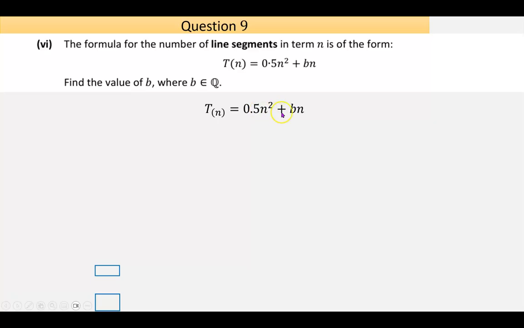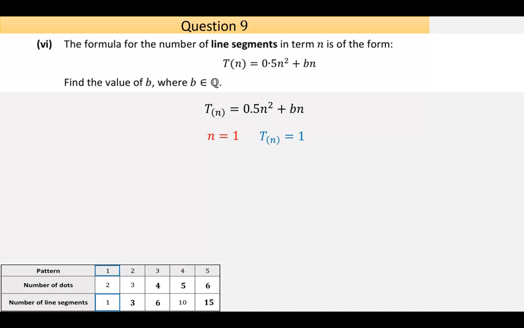So I'm rewriting my function. Now, I know some information here. I know that when n is equal to 1, t of n is equal to 1. I'm going to put those numbers in. I could have used n is equal to 2, t of n is equal to 3, but just the 1 seems easier. You can use any pattern.